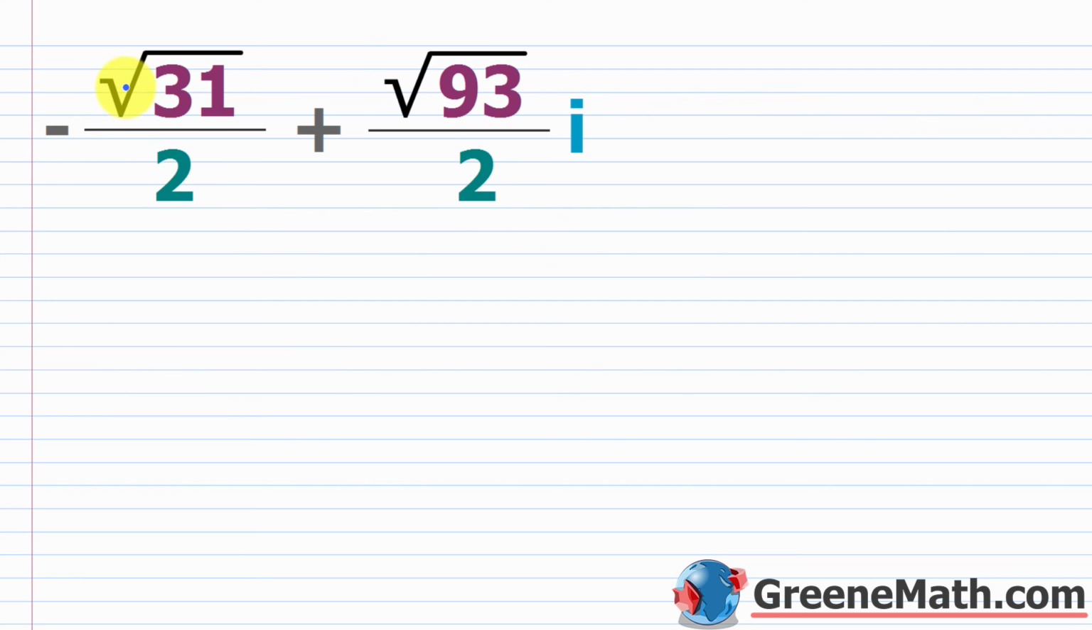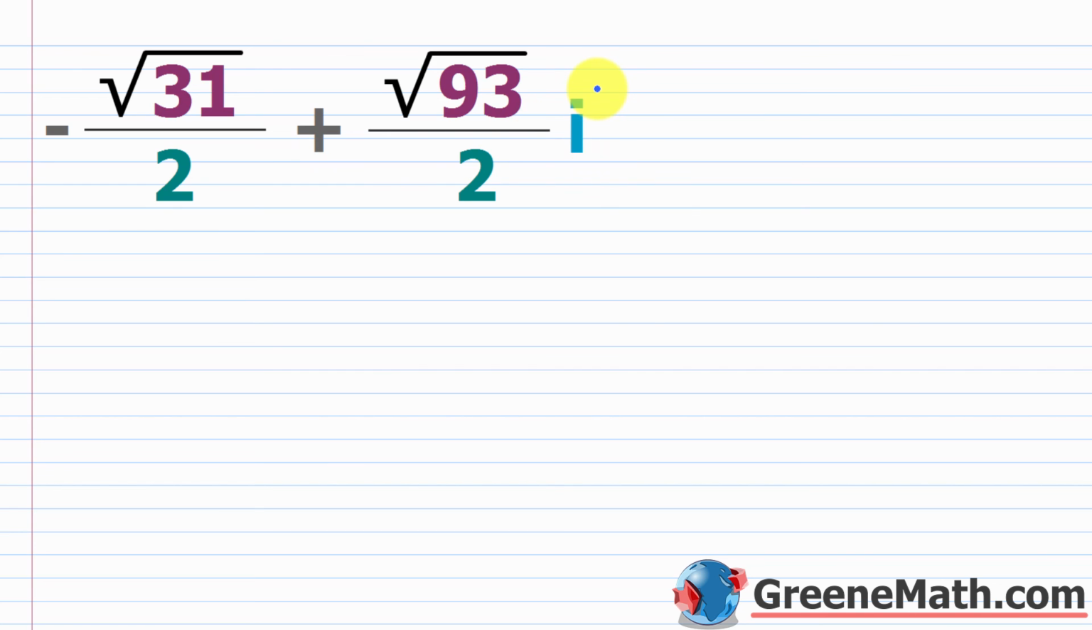So we have the negative of the square root of 31 over 2 plus the square root of 93 over 2 times i. Again, just be careful. Sometimes they'll put the i up here because you're working with a radical. Just be able to separate the imaginary part from the real part. You need to know what those are, and you need to not get i mixed into that.